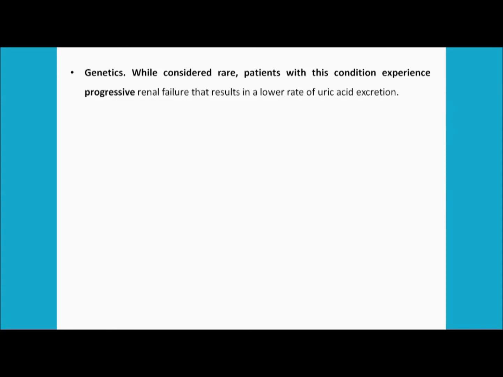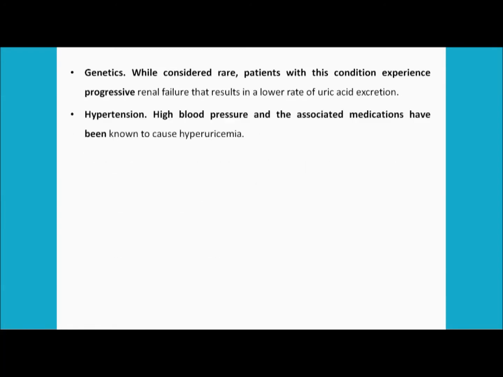Moreover, other conditions which include genetics. While considering the rare ones, the patient with this condition experiences progressive renal failure. Sometimes, if the kidney failure is due to inheritance or genetics, in such cases the patient may suffer from hyperuricemia, right?